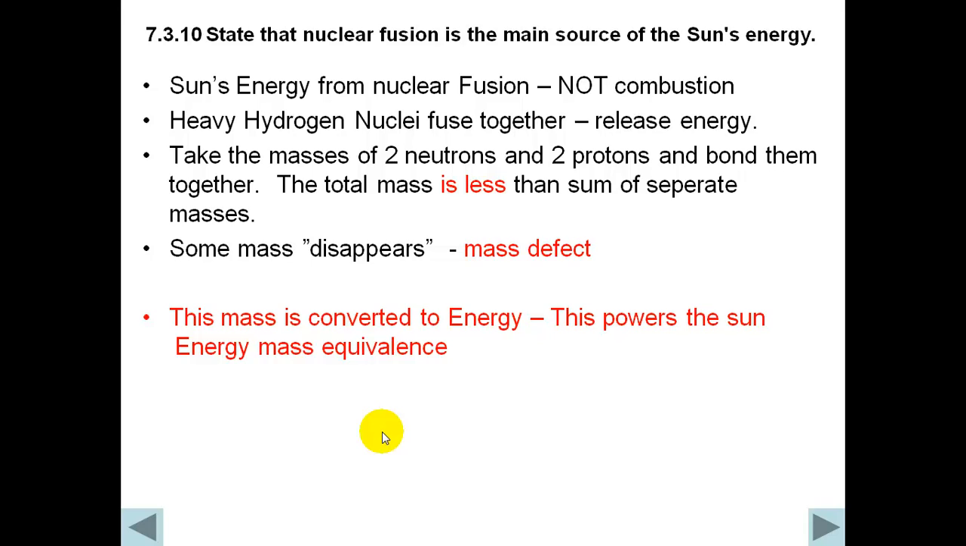State that nuclear fusion is the main source of the sun's energy. The sun's energy from nuclear fusion is not from combustion, even though we say it's a hydrogen burning star. It's not burning, it's not combustion, it's nuclear fusion. We have heavy hydrogen nuclei fused together and they release lots of energy, this binding energy. The total mass is going to be less than the sum of the separate masses. So some mass disappears and this is the mass defect. This is converted to energy and this basically powers the sun.